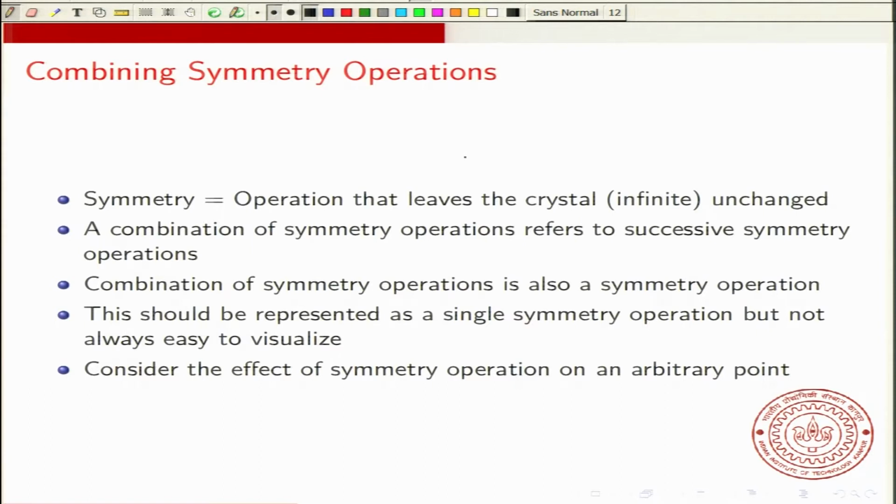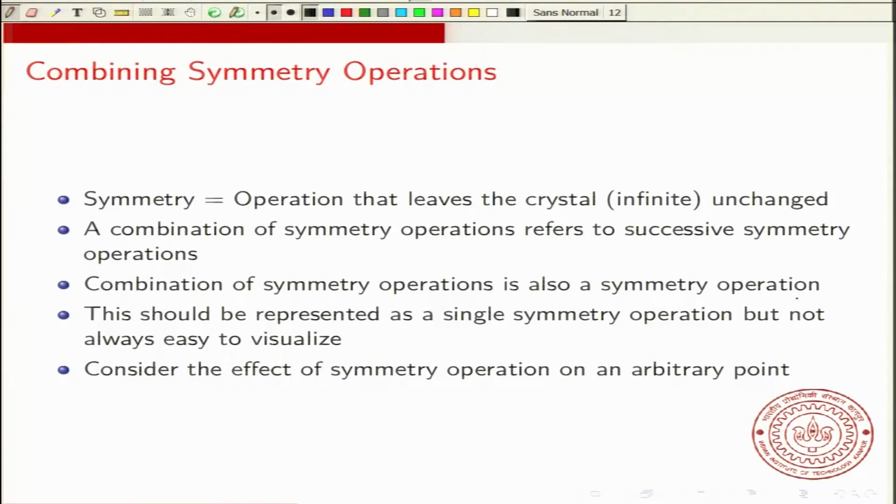So, now it is very obviously clear that if you do one symmetry operation and then you follow it with another symmetry operation, then you will again leave this crystal unchanged. So, it is very obvious that a combination of symmetry operations will leave the crystal unchanged. So, a combination of symmetry operations is also a symmetry operation. So, what we mean by a combination of symmetry operations is you do symmetry operations successively. And we will see examples of this.